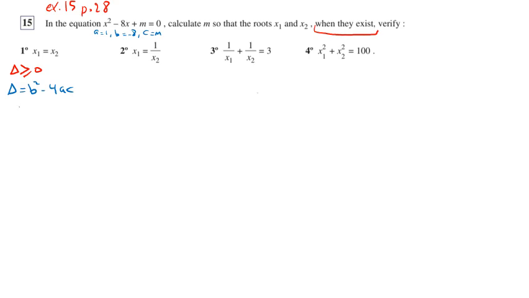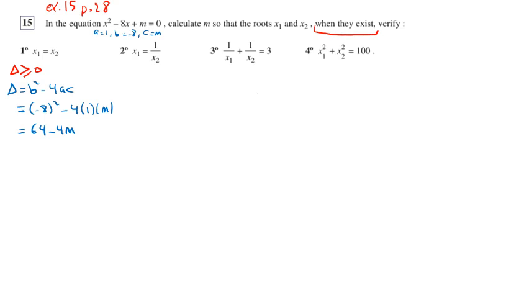Delta equal b squared minus 4ac equal minus 8 squared minus 4 times 1 times m. Then the answer will be 64 minus 4m. We should take delta positive. Delta positive, since the roots exist.